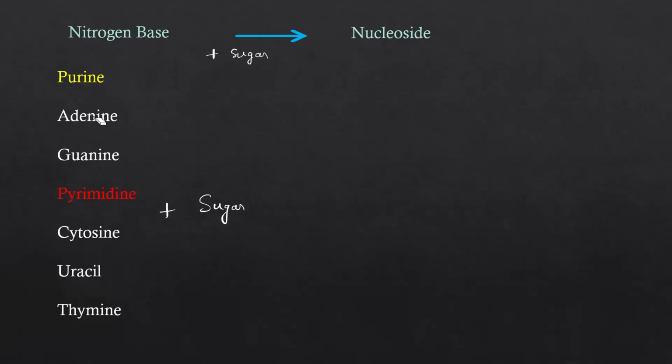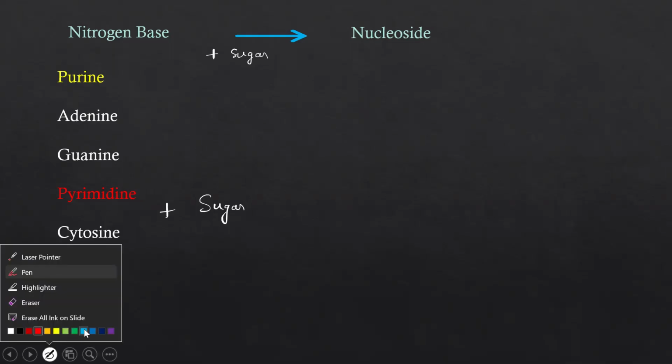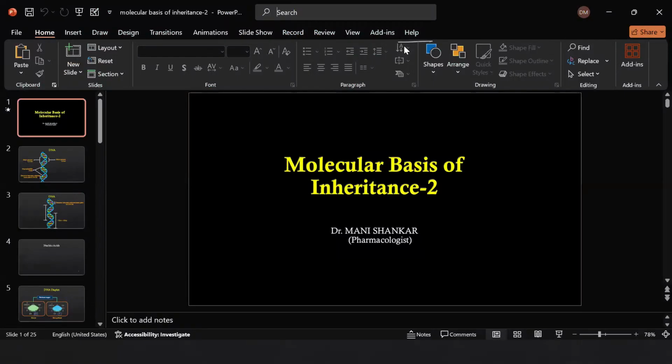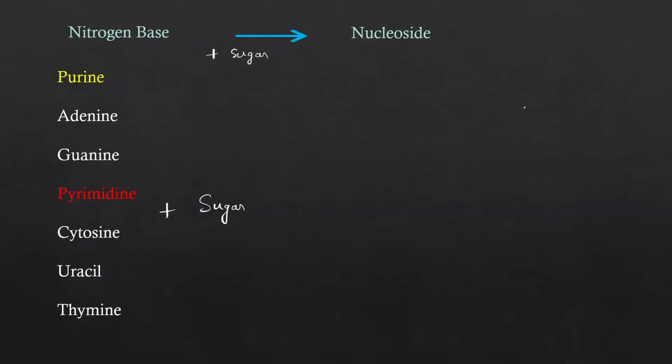Adenine, when it binds with a ribose sugar, we call it adenosine. The words are very, very important. Please remember them. It is a nucleoside, not even a nucleotide. Remember, this is a side. So see here, first the nitrogen base. The nitrogen base, when it joins with the sugar, will make the nucleoside.